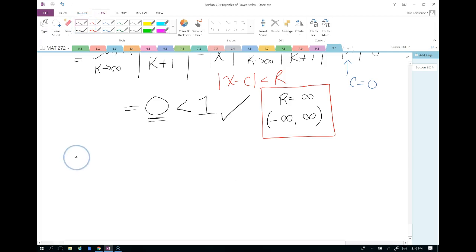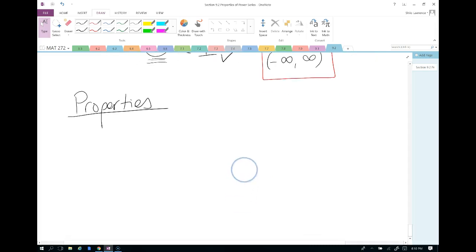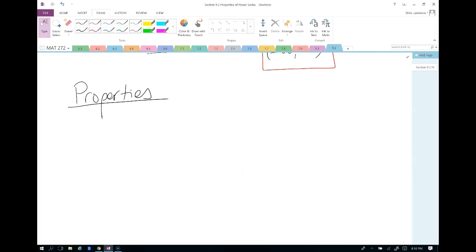So we're going to wrap up 9.2 with some properties. And these properties are going to allow us to bypass that whole Taylor polynomial process every single time we want a polynomial. Usually we just need a couple of very basic infinite series representations, and we can use those to generate a whole bunch of other ones.